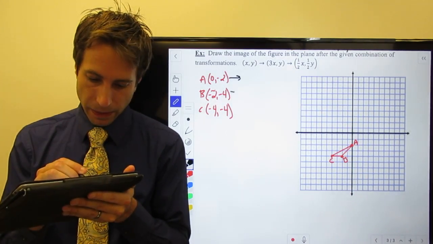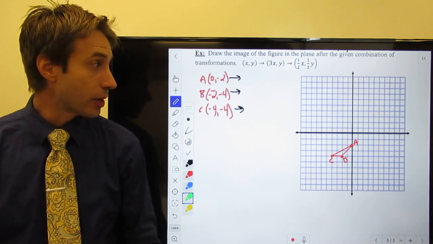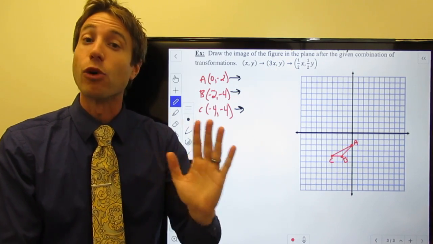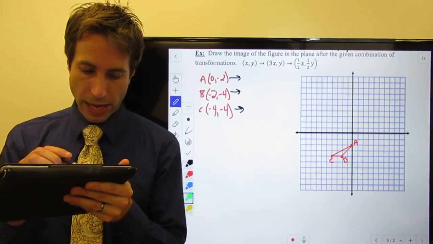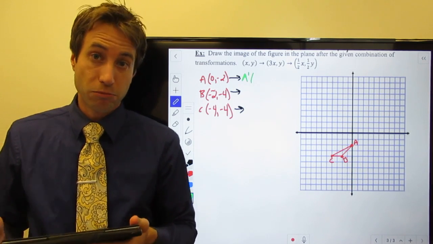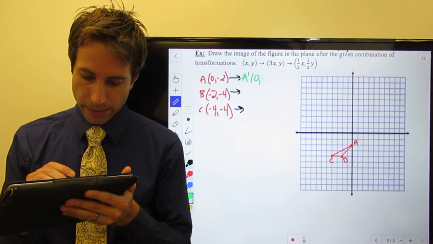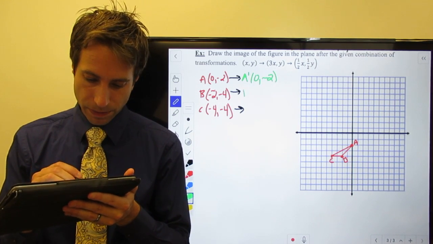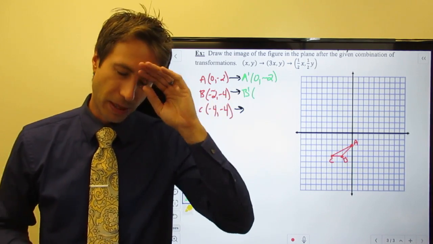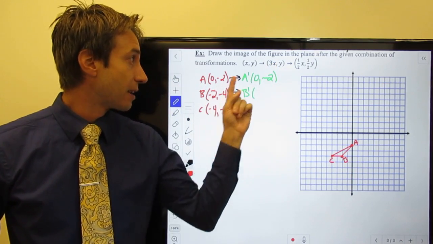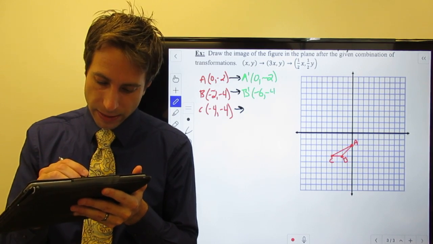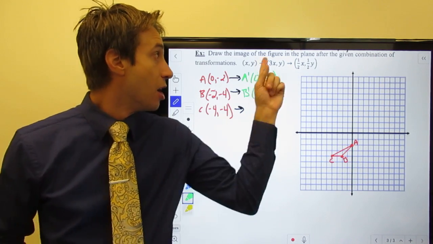Hey, let's do our transformation. I'll do this one in green. My first transformation is multiply the x by 3, leave the y alone. Okay, we can do that. So, A prime. What is 0 times 3? 0. Y coordinate, don't change it. Just stays a negative 2. B prime. Multiply the x by 3, so negative 2 times 3, well, that's a negative 6. The y coordinate doesn't change, just stays a negative 4. Then the next one.